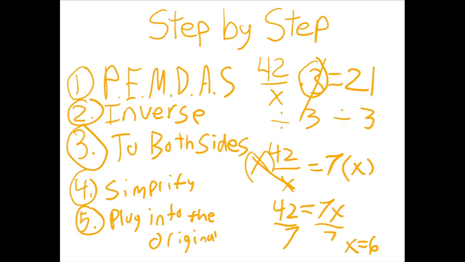So we have our original equation up here: 42 divided by x times 3 equals 21.